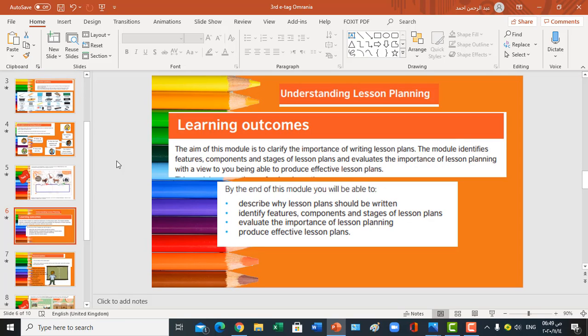We said that our session is divided into two parts. The first part was about understanding technology, and the second part is about understanding lesson planning. Here are the learning outcomes of this part. The aim of this module is to clarify the importance of writing lesson plans. The module identifies features, components, and stages of lesson plans and evaluates the importance of lesson planning with a view to you being able to produce effective lesson plans.